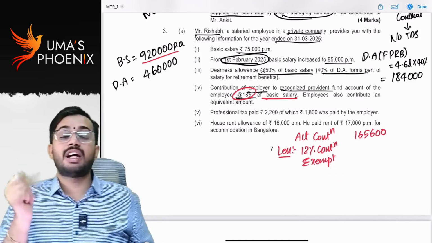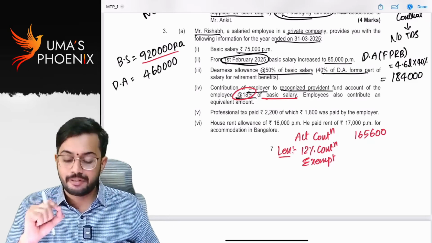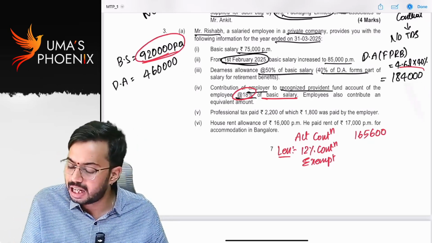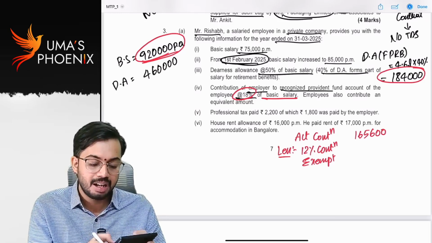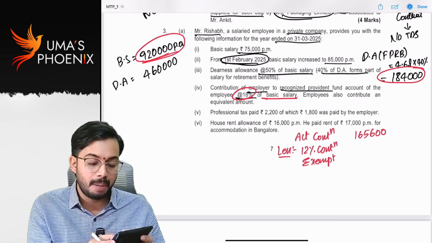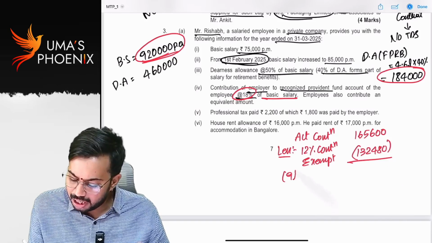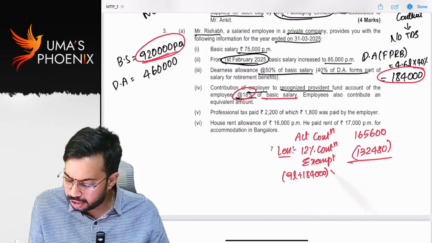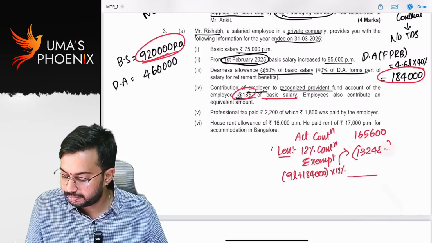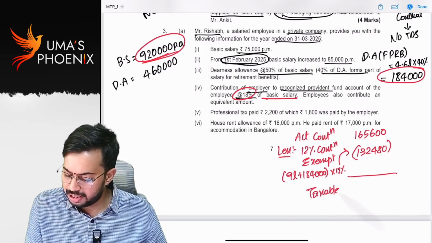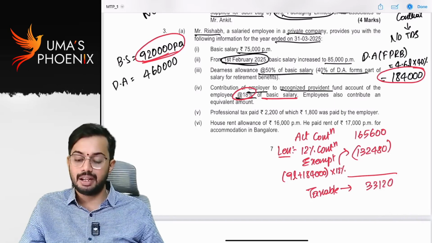Very careful. For the purpose of recognized provident fund, salary definition is basic plus DA forms part of retirement benefits. Basic is 9,20,000. DA forms part of retirement benefits is 1,84,000. So 9,20,000 plus 1,84,000 into 12%. How much? 1,32,480. Okay, how it was arrived? 9,20,000 plus 1,84,000 into 12%. Is it clear? So how much is taxable? Taxable amount is 1,65,600 minus 1,32,480, that is 33,120. Are you able to understand?